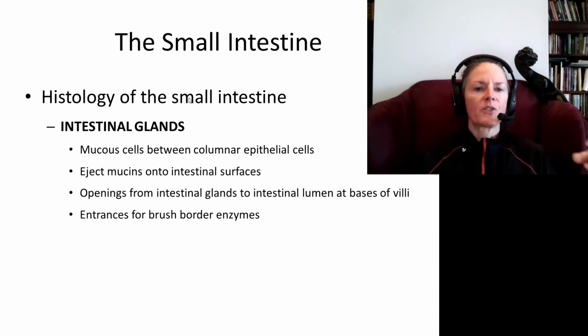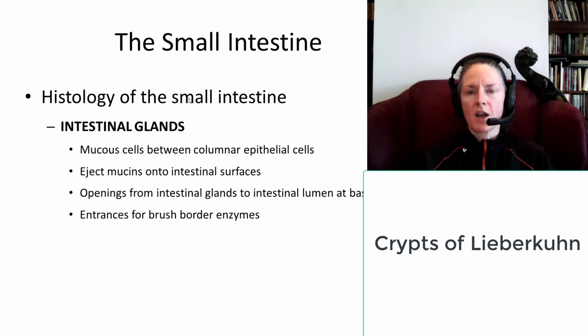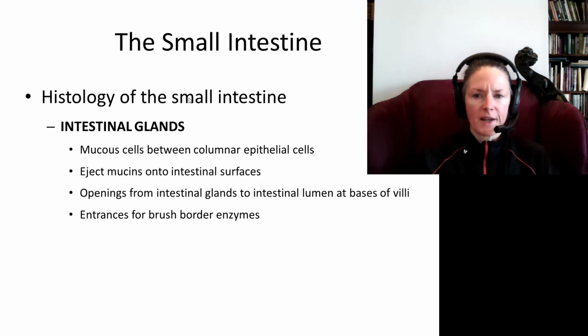We're also going to have some stem cells in these intestinal glands. These intestinal glands also go by the name the crypts of Lieberkühn. So if you hear the term crypts of Lieberkühn, it's going to be referring to these intestinal glands.